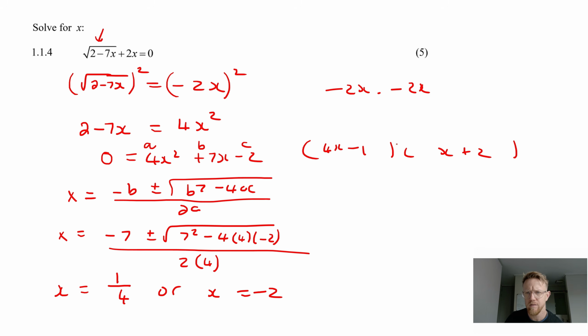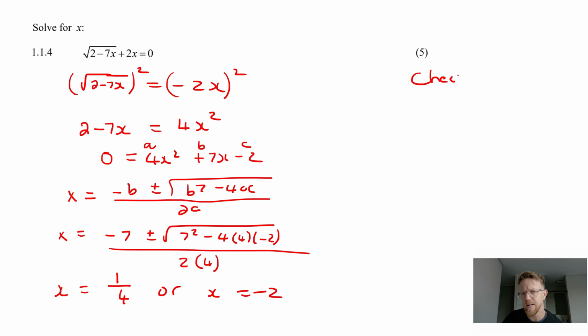So I just want to double check, 4x squared plus 8x minus... yep, that is how you would have factorized that, for those of you that are interested. Now, whenever we have a square root equation, when you get your final answer here, always do a check. So we're going to go do a check now.